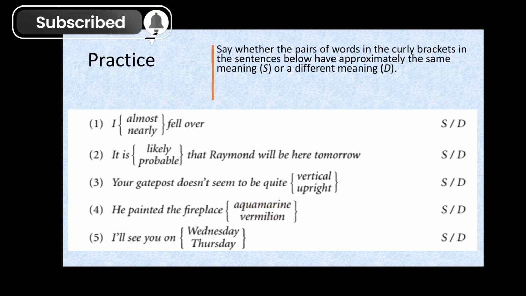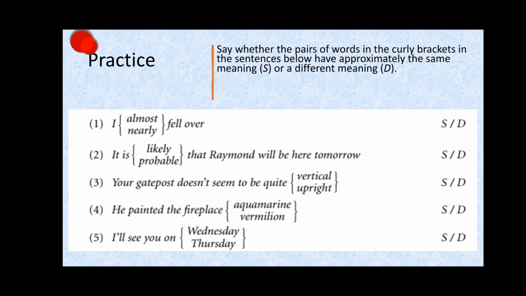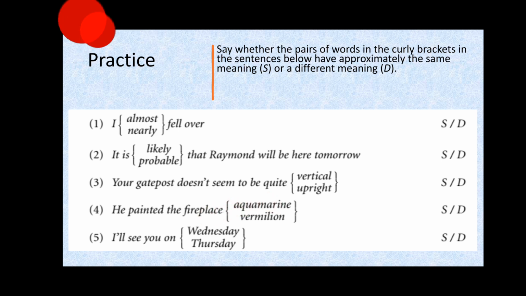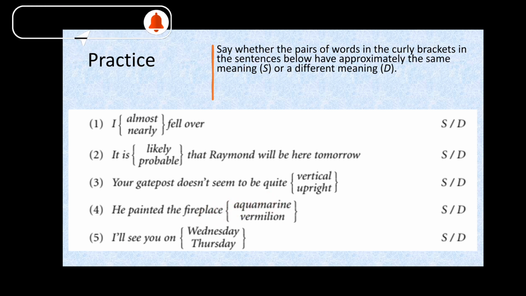So if somebody asks you what aquamarine means, you can't say that it means vermilion, because your answer will be incorrect. So they have different meanings. And I'll see you on Wednesday and Thursday. It's very easy, very simple. The meaning of Wednesday is different from the meaning of Thursday, so they have different meanings.